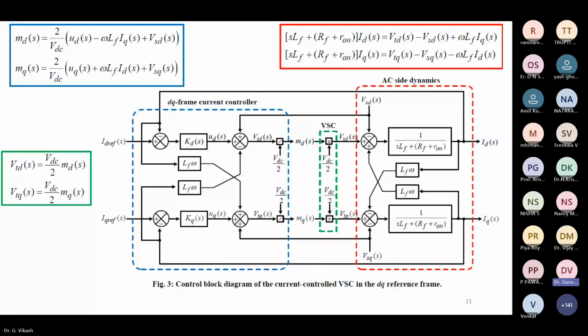In this controller, if you observe, we have two PI controllers, KD and KQ. I already told you, first we convert ABC to DQ transform to transform AC signals into DC in nature. Then only our PI controllers work properly compared to an AC signal. And here we are decoupling. Decoupling means ID is depending upon the IQ of S. So first we have to decouple, then only we can get the simple transfer function. If coupling is there, it is difficult.